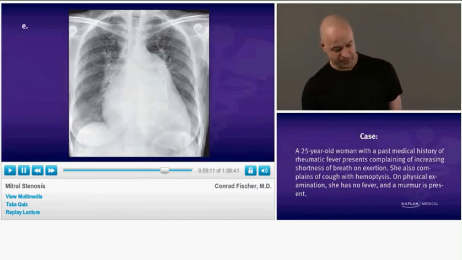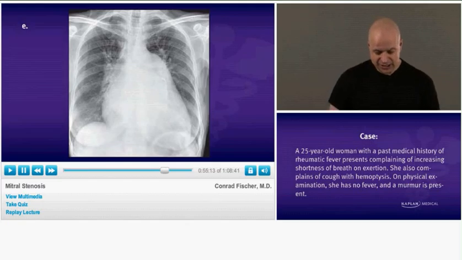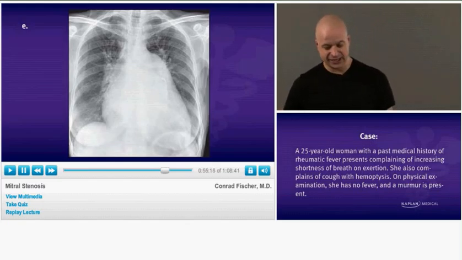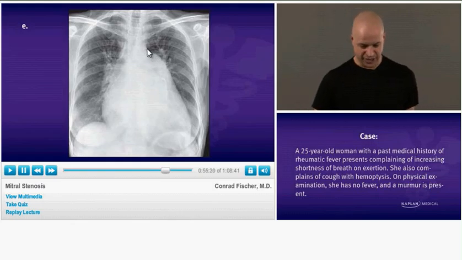Last one, and also by process of elimination. This is choice E, and I'm going to tell you what it shows. Very difficult. It shows straightening of the left heart border. It shows that the left main stem bronchus has been pushed up. So what do you see in this x-ray, choice E?